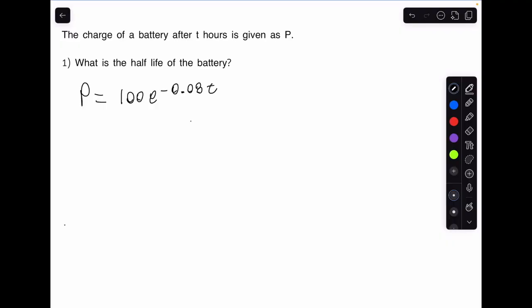So the charge of a battery after t hours is given as P. P is just this exponential function for decay. The question says, what is the half-life of the battery? To figure out the half-life, you need to understand the formula for decay. So P is equal to P0 e to the negative rt. To find the half-life, all we need to do is replace P with 1/2 of P0 and then solve for t.